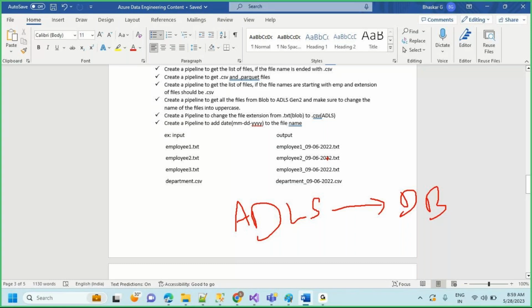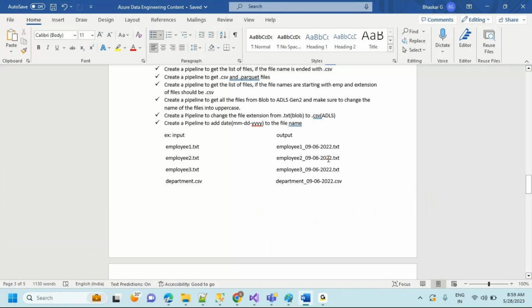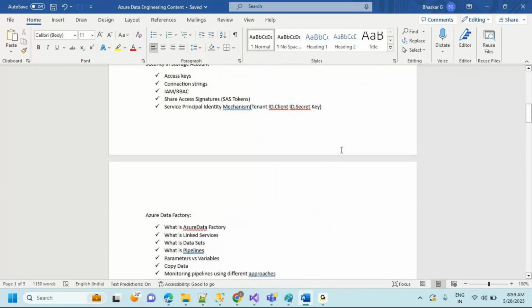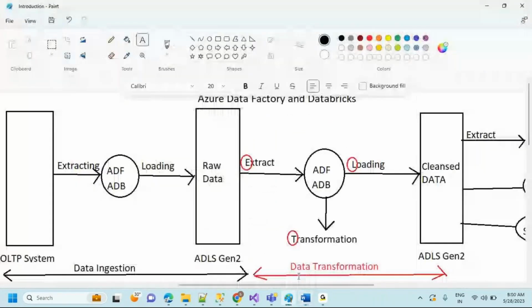So I'm going to take you through how we can mount from Azure storage to Databricks. If it is Azure Databricks, it is okay, no problem, we can directly take it. But if it is normal Databricks, then we need to mount it. How we are going to handle all those things, I'm going to take you through. So that's all about it. If you have any question, you can ask me.